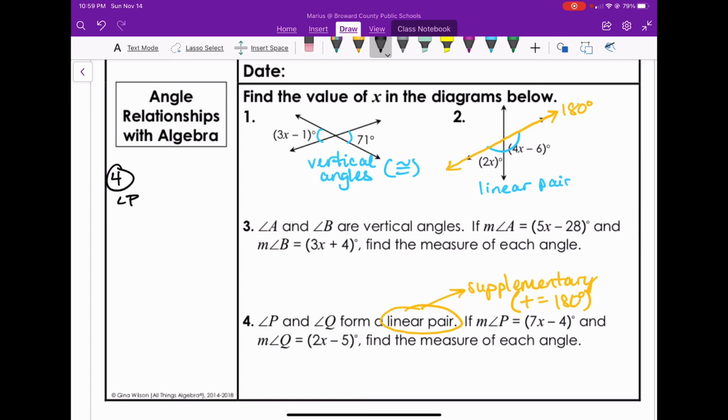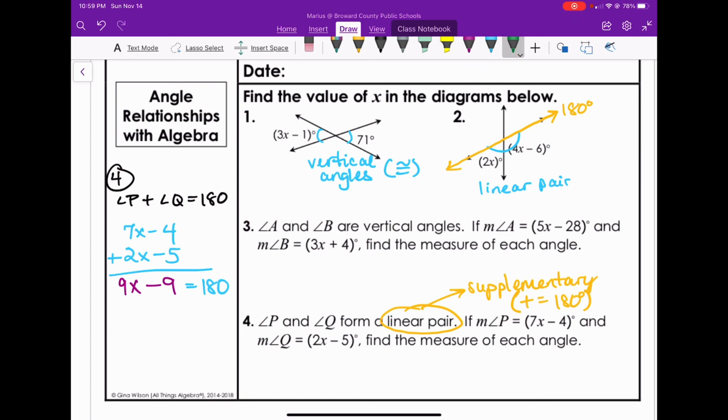So just to make sure, angle P plus angle Q equals 180. And then we're going to add angle P plus angle Q. So angle P is 7x minus 4. Angle Q is 2x minus 5. And when we add them, we have to set their sum equal to 180. So 7x plus 2x, that makes 9x. Negative 4 plus negative 5 makes negative 9.